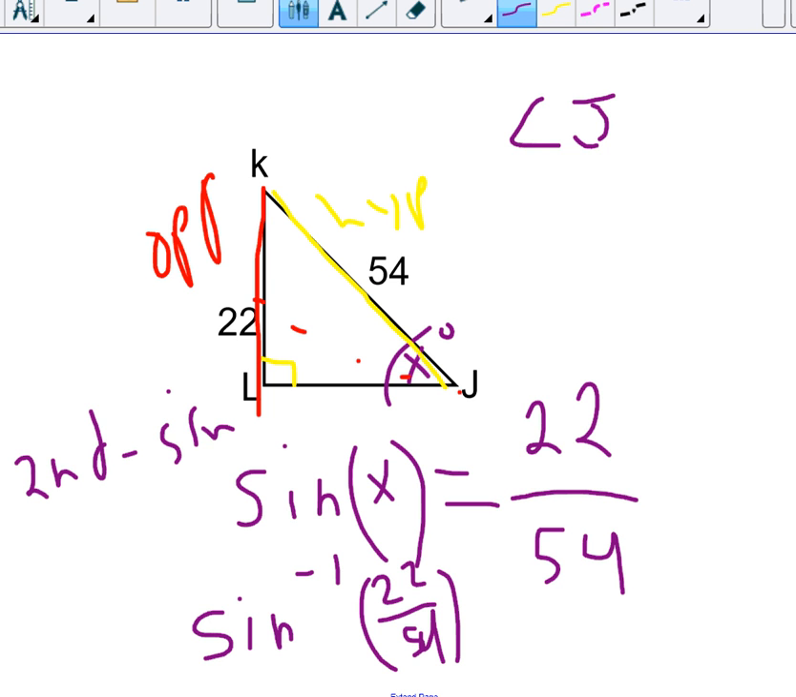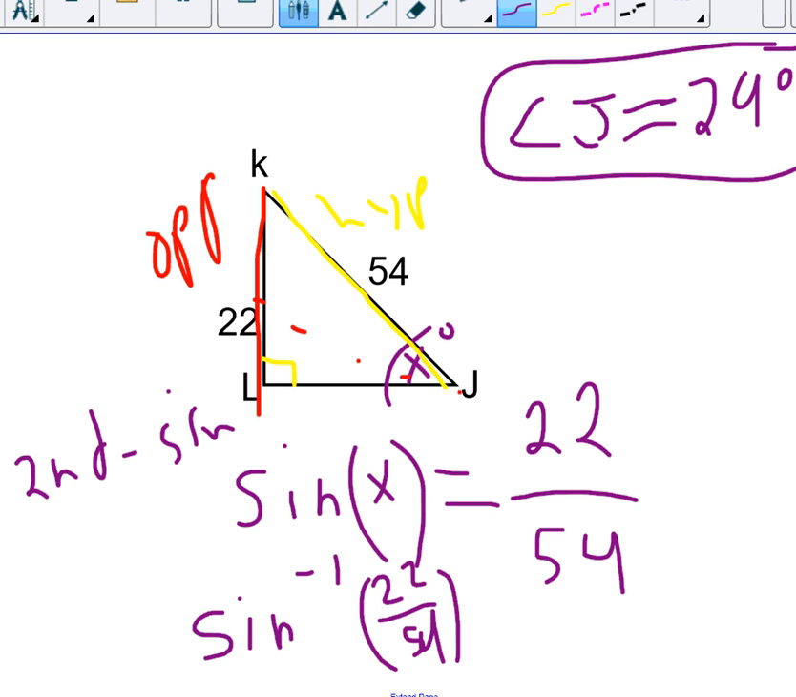And then I put in the sine^-1 of 22 over 54, and I get out that it's 24.042 degrees. The question actually said round to the nearest degree, so that angle J is going to equal about 24 degrees, and that's how we do those problems. So again, the two things you need to know in your calculator are go to mode to say whether you want your answer in radians or degrees, and hit second sine to get this sine^-1 button that will let you say what angle has a sine of 22 over 54.